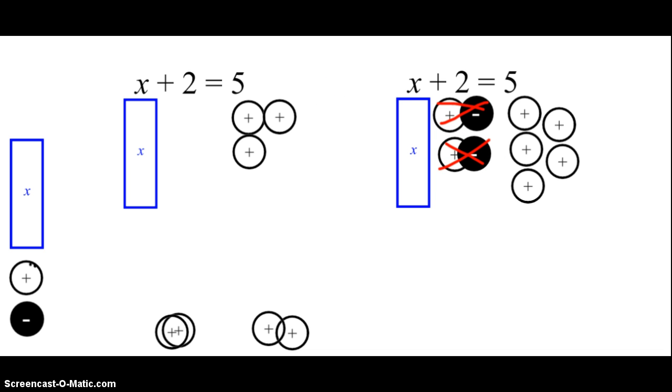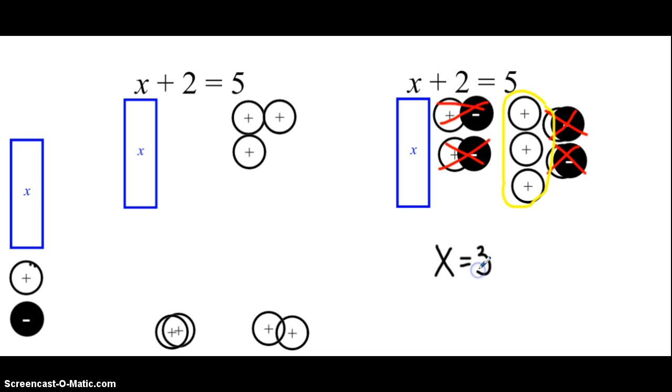But then, because we have the equation, whatever we do to one side, we have to do to another. So we've got to put 2 of these negatives over here, which means those 2 cancel each other out, and these 2 cancel each other out. And you see that I'm left with 3 positive counters. So that tells me that x has to equal positive 3.